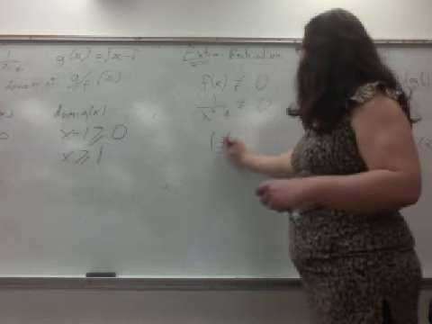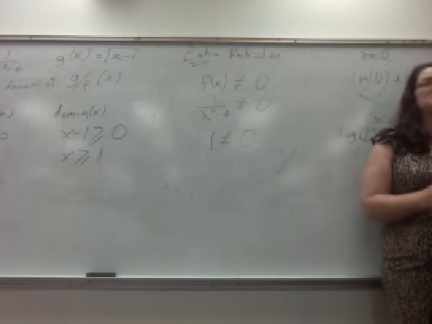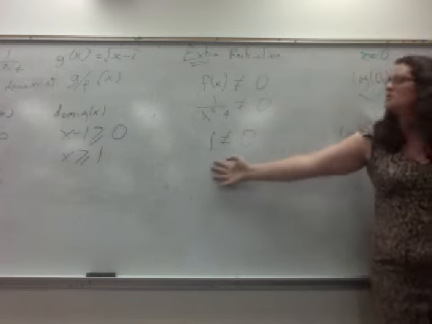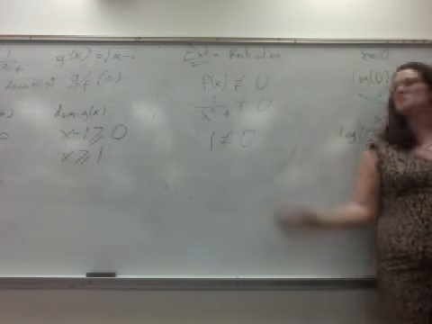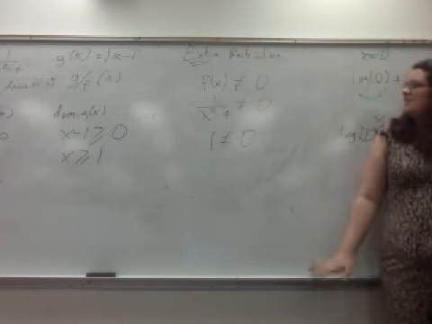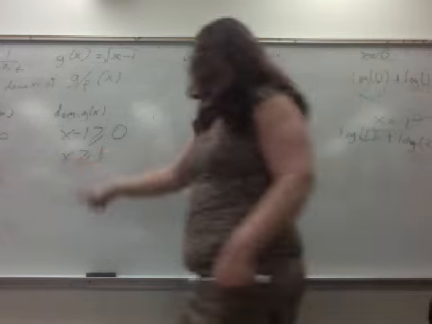Multiply both sides by x squared minus 4. I get 1 does not equal 0. Well, this isn't a restriction. It's always true that 1 does not equal 0. So we don't have to worry about this restriction at all. But we do have to worry about these two.